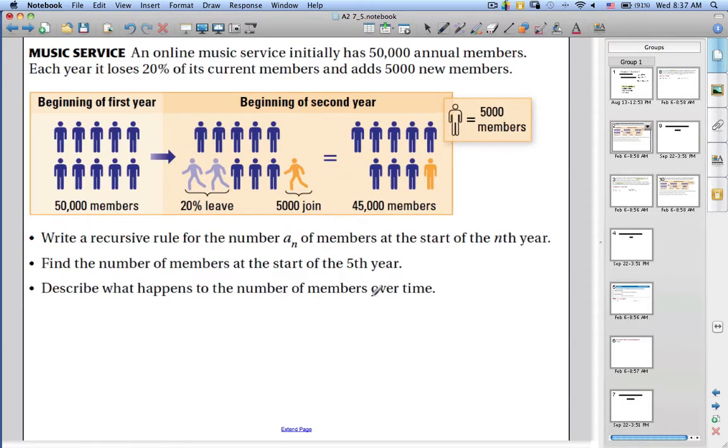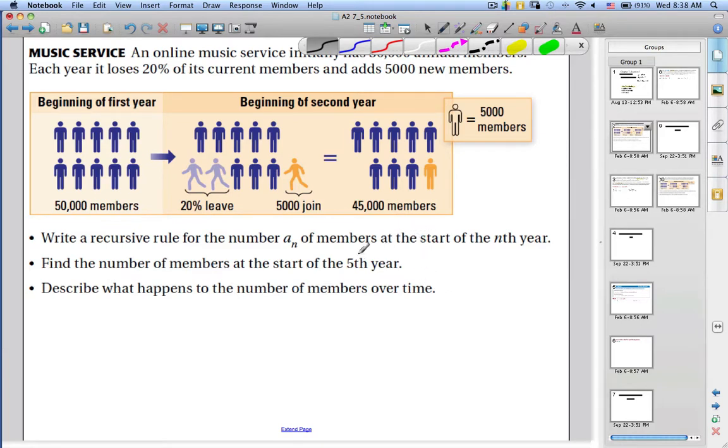The type of problem we might use to solve this is an analysis of an online music service. They initially had 50,000 annual members, but each year they lose 20% of their current members, but add 5,000 new members. If you want to track their membership, we would want to write a recursive rule for the number of members, then find the members at the start of the 5th year and describe what happens to our number of members over time.